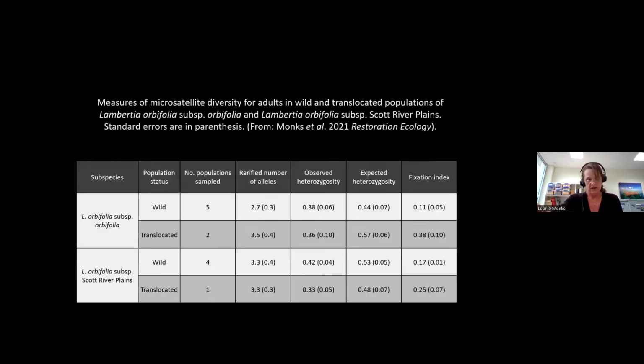We found that Lambertia orbifolia subspecies Scott River Plains, which was established using a single source population, had similar levels of genetic diversity to wild populations, and we also found that Lambertia orbifolia subspecies orbifolia, which was established using several source populations, had genetic diversity that's higher than wild populations. We also found that the inbreeding coefficient is similar between translocated and wild populations of Lambertia orbifolia Scott River Plains, but this measure was elevated in both Lambertia orbifolia translocations compared to wild populations, and we suspect either the Wahlund effect or the ex situ propagation of seedlings may have played a role, but this effect should hopefully dissipate over subsequent generations.